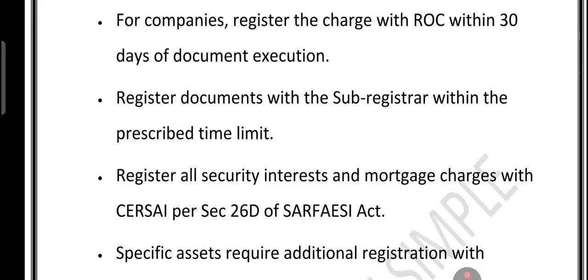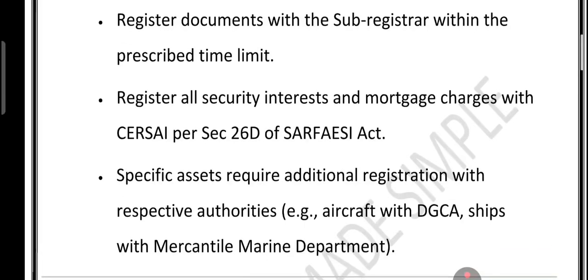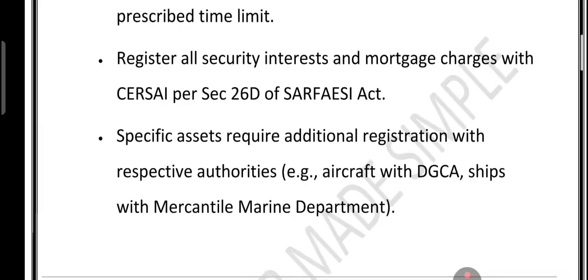Some documents also need to be registered with the sub registrar office within the given time limits. And one important thing is that charge on security and mortgage must be registered with SARFAESI as per Section 26D of the SARFAESI Act.